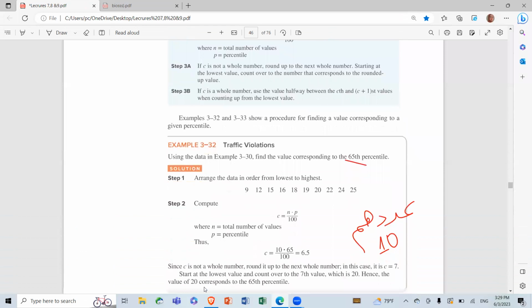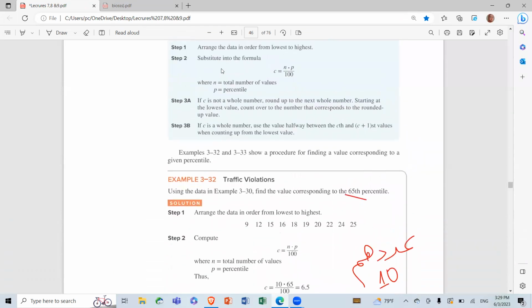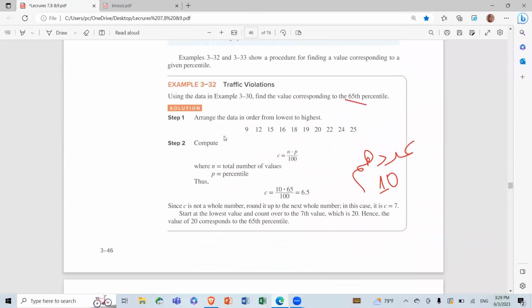We will use it here as well. If c is not a whole number, round up to the next whole number, starting at the lowest value, count over to the number that corresponds to the rounded up value. If c is a whole number, use the value halfway between the c and the c plus 1 values when counting up from the lowest value.